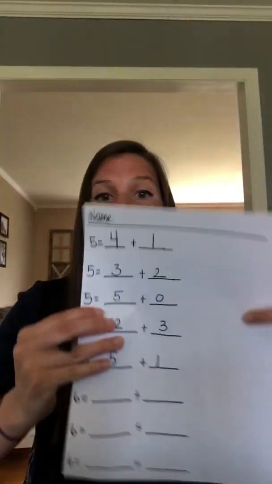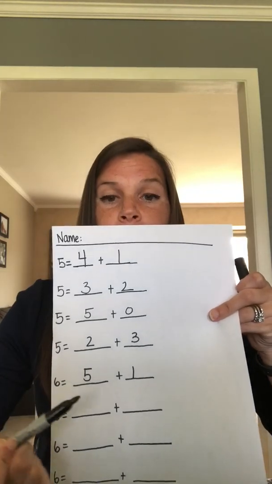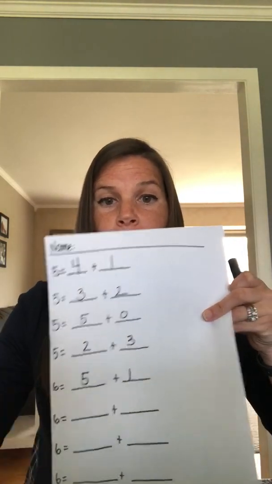Now our sentence would be 6, because we started with 6, equals 5 that I showed you, and the part behind my back was 1. So your sentence says 6 equals 5 plus 1. Are you ready for the next one?